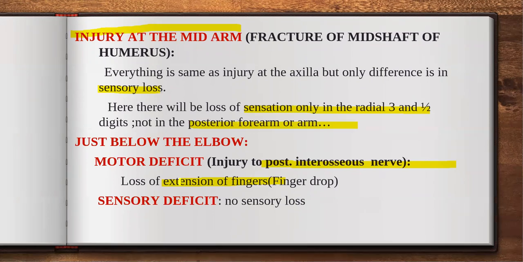So if it is injured just below the elbow, it will injure your posterior interosseous nerve, and the only finding you will get is the loss of extension of the finger, which is the finger drop. There will be no loss of sensation, no problem with the wrist extension, okay? Just finger extension will be lost.